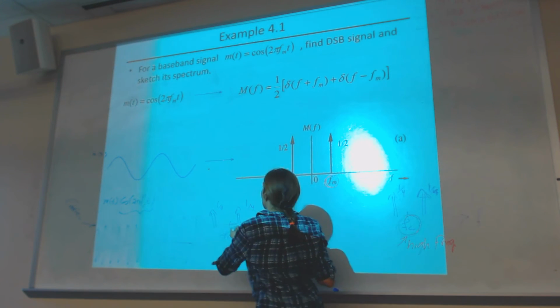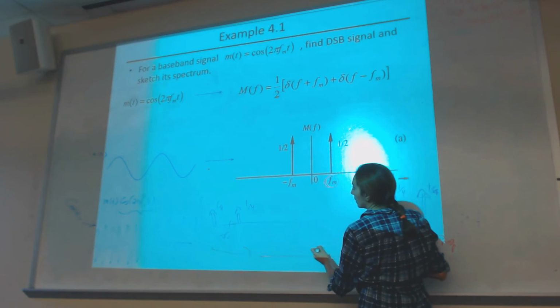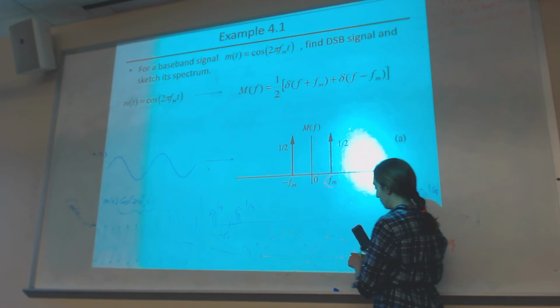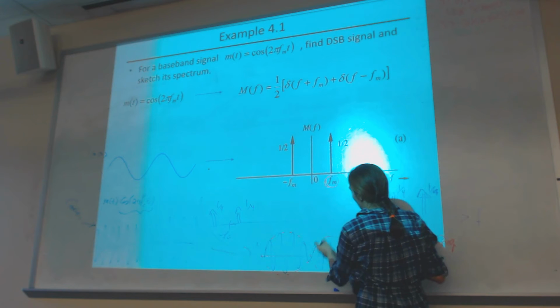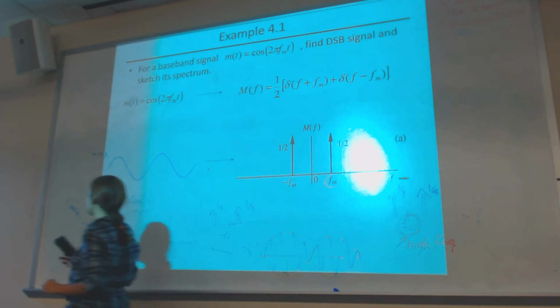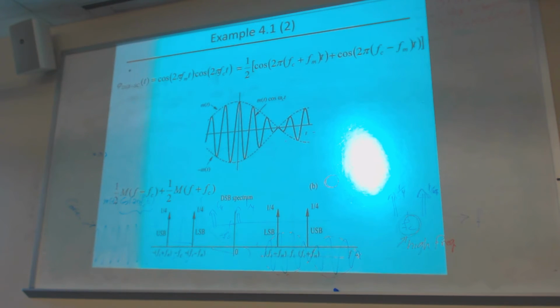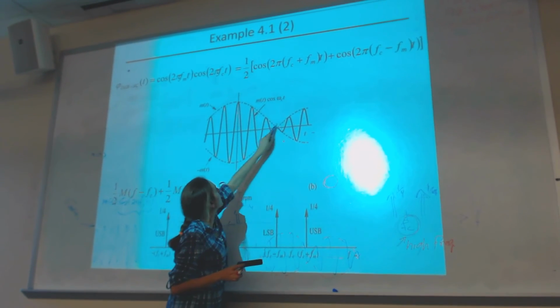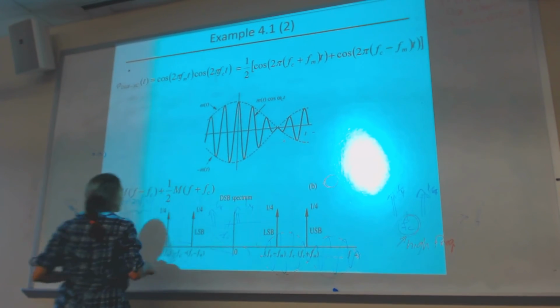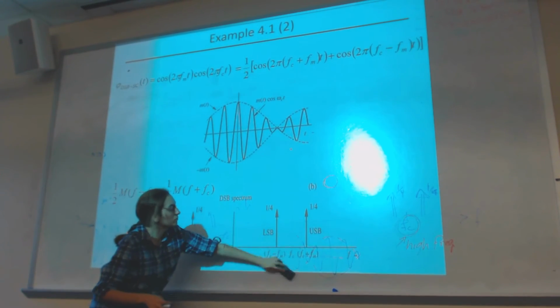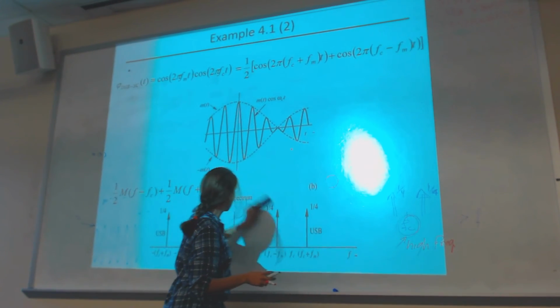So after multiplication, in the time domain I have the low frequency one as the envelope, and then I have the high frequency. So it looks like this. This is a nicer picture. The envelope is the low frequency cosine, and then after modulation we have this. And this is the double sideband modulated spectrum.